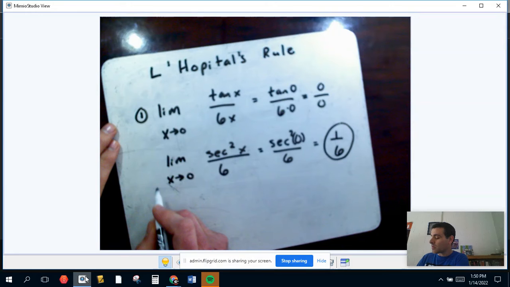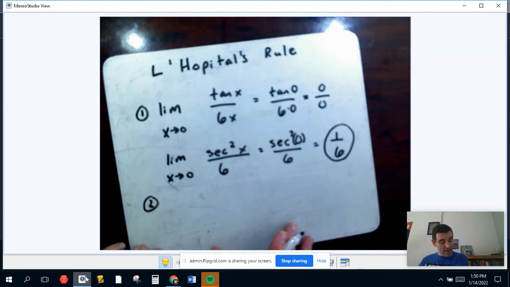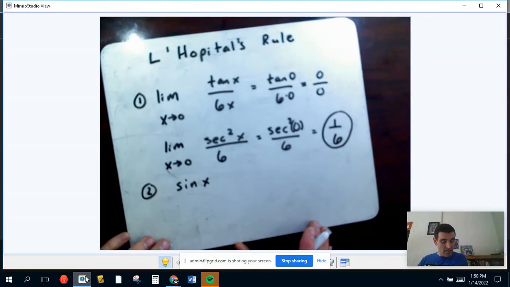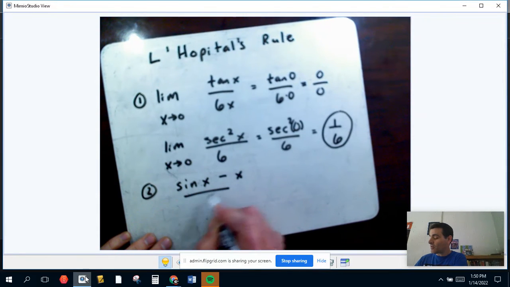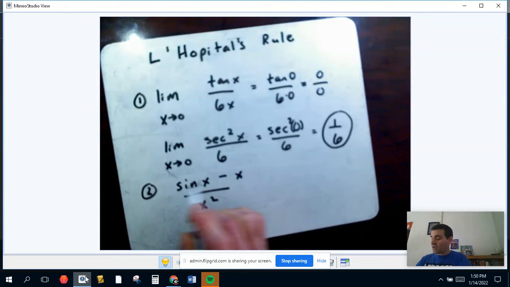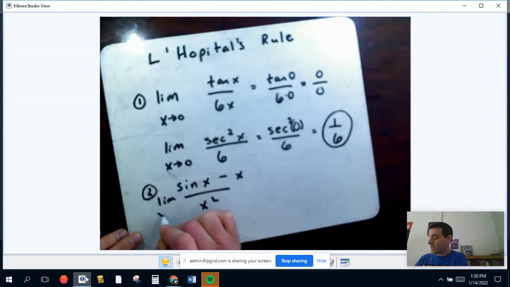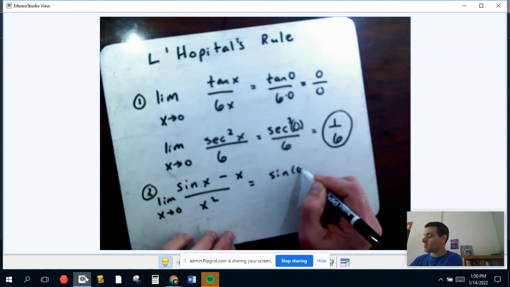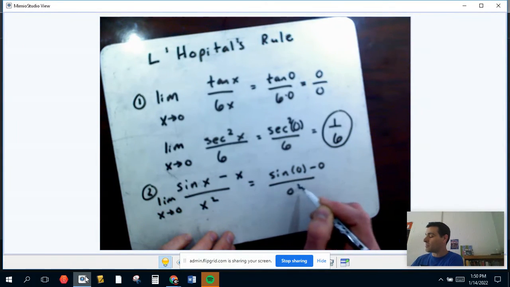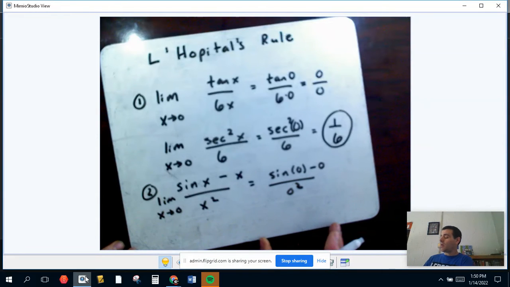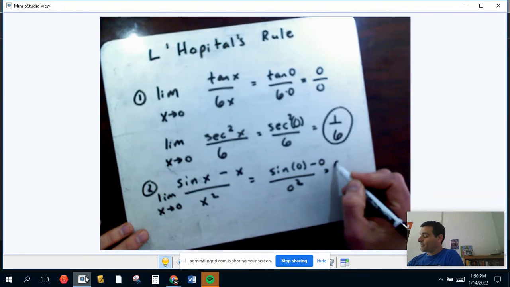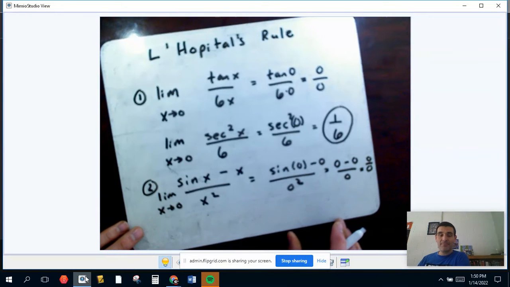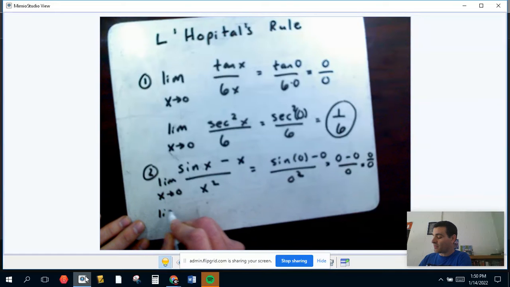Another example. Let's say we have the sine of x minus x over x squared. And we're trying to find, again, the limit as x approaches 0. If you plug numbers in, it's sine of 0 minus 0 over 0 squared. And 0 minus 0 over 0. So that's 0 over 0. It's still indeterminate. Okay, so we'll take the derivative of top and bottom.